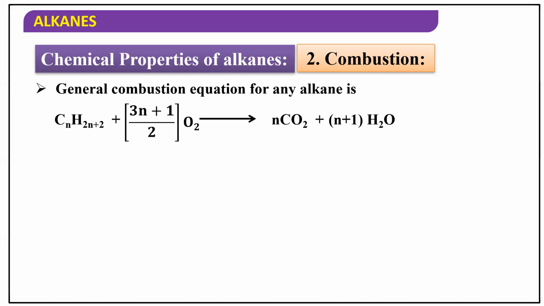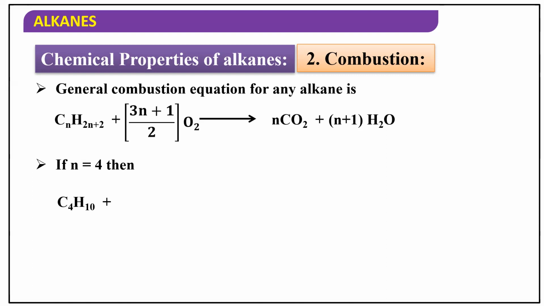So let me repeat. For the alkane CnH2n+2, I need (3n plus 1) divided by 2 moles of oxygen, which will give us n moles of carbon dioxide and (n plus 1) moles of water. If n is 4, for example, then it is C4H10, which is butane. For butane, with n equal to 4, what is the number of moles of oxygen required?